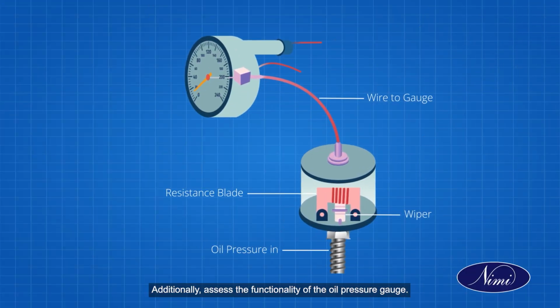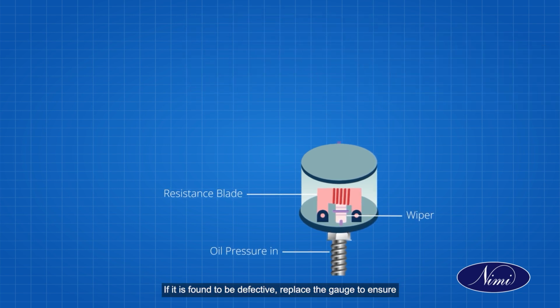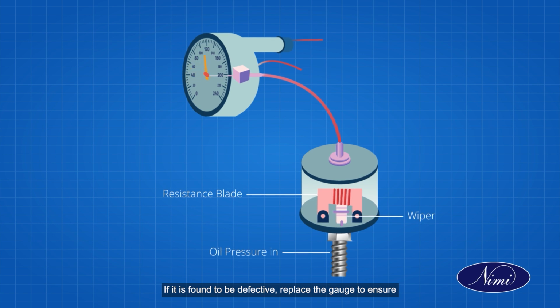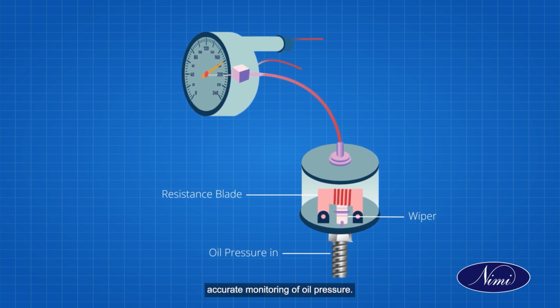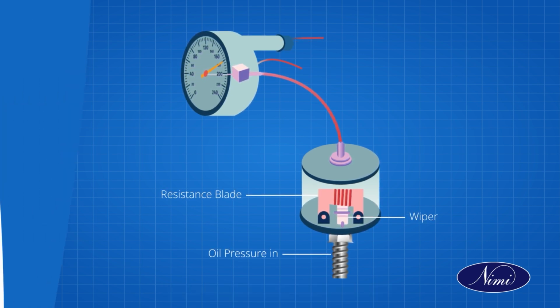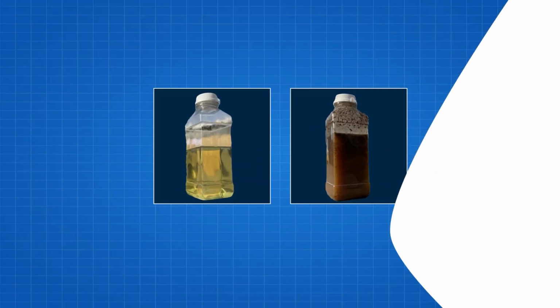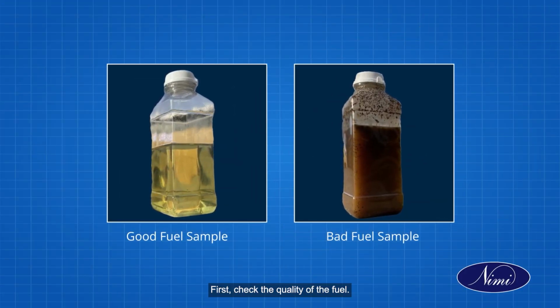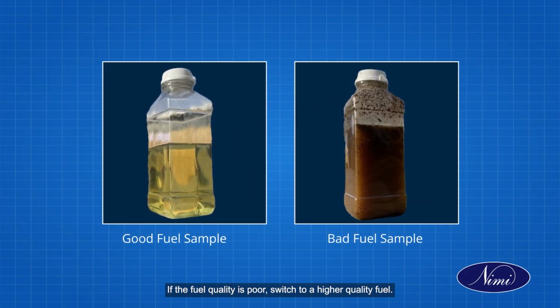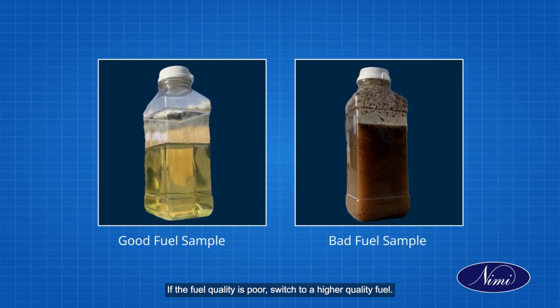Additionally, assess the functionality of the oil pressure gauge. If it is found to be defective, replace the gauge to ensure accurate monitoring of oil pressure. Let us focus on troubleshooting on engine noise. First, check the quality of the fuel. If the fuel quality is poor, switch to a higher quality fuel.